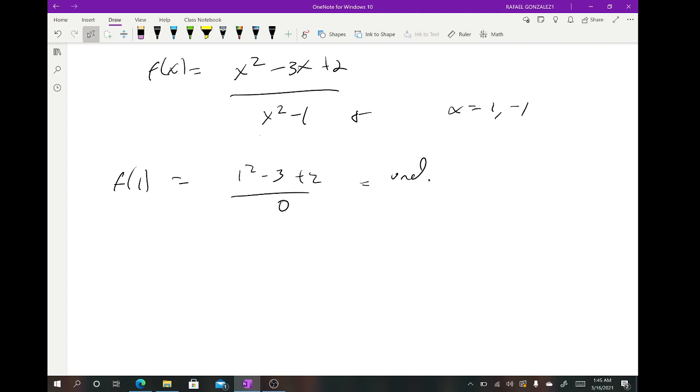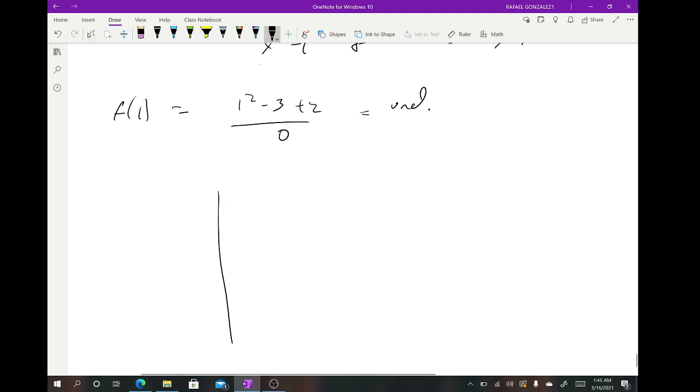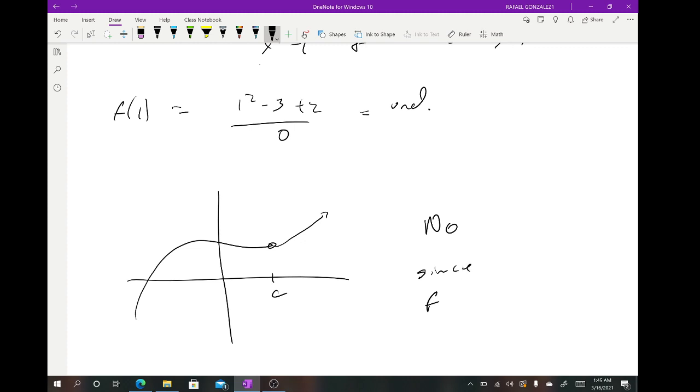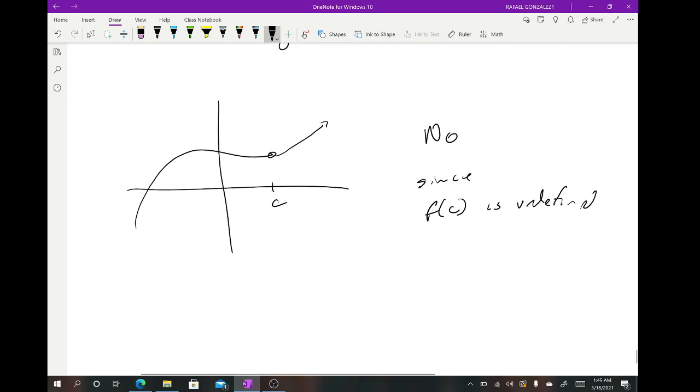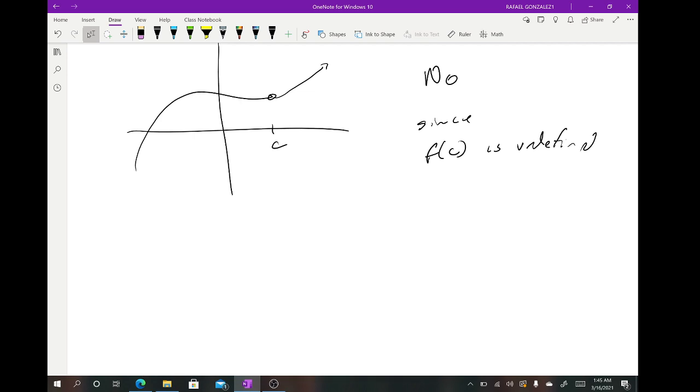Now, what if I gave this to you as a graph? What if I gave you a graph that looks like this? And let's call this point c. If I ask you, is this function continuous? You will say no, since f of c is undefined by the picture. It's not dotted in. So the graph is not continuous. Now, we mentioned some removable discontinuities in this section as well. You are liable for knowing those as well. You definitely need to know what they are.